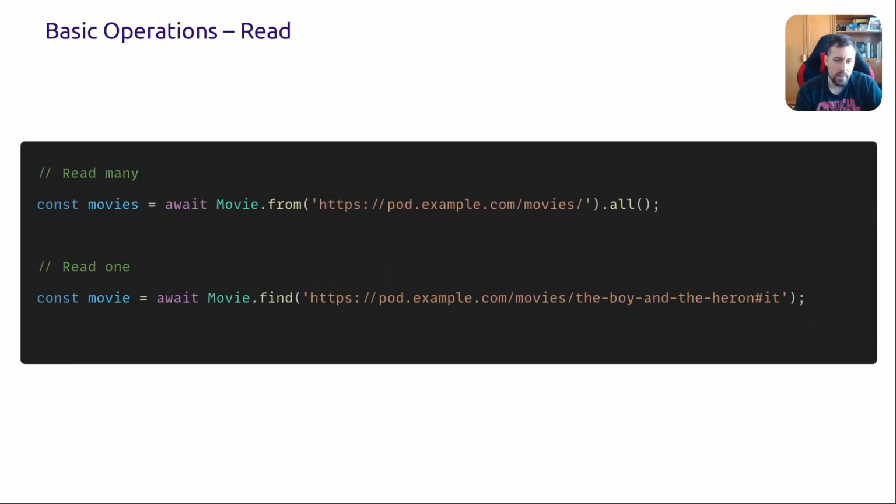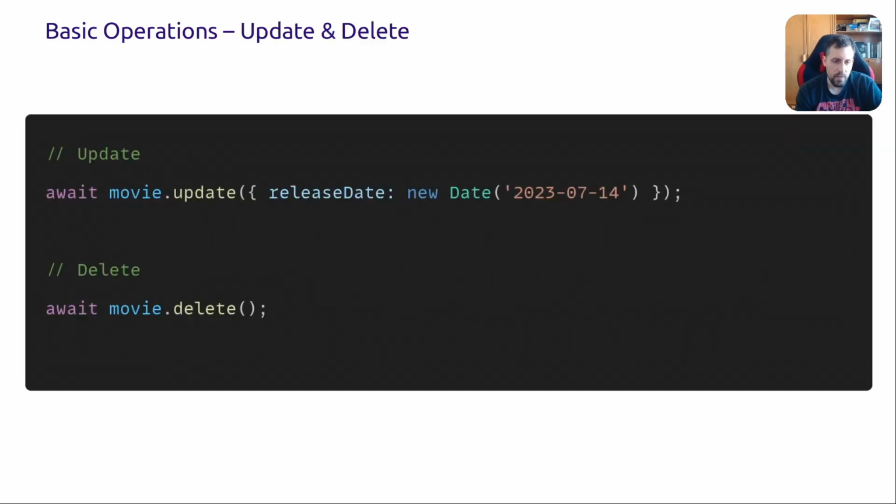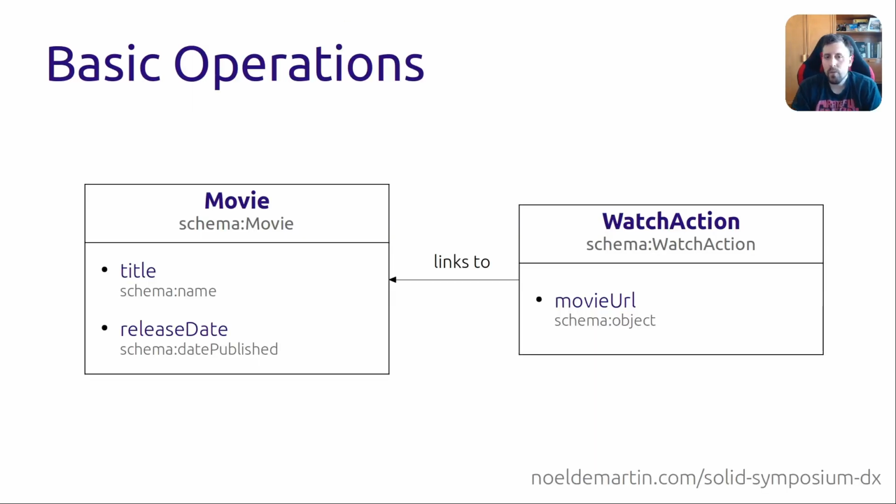You can also read data, for example, using the all method to get all the movies from a container, and you can also use the find method to get a specific instance. Furthermore, you can also use update, and as I mentioned before, you can use native JavaScript dates. You don't have to think about the serialization, and you can also delete using the delete method. So with these basic operations, we have seen how we can create and manipulate instances of resources.